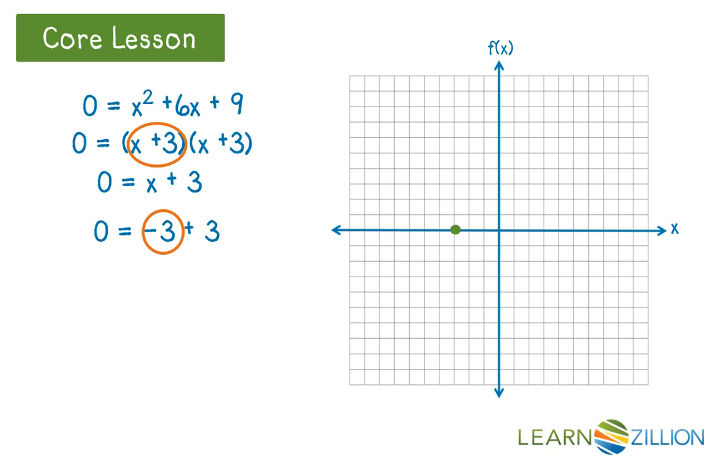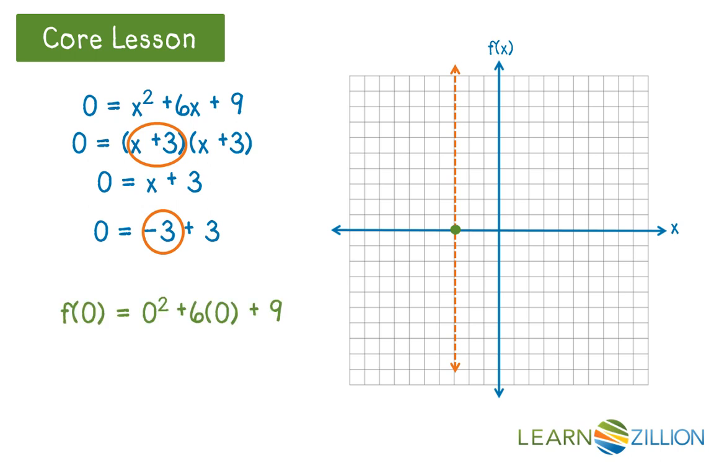If the vertex were not on the x-axis, then the parabola will either have two x-intercepts or none due to its curved structure. The line of symmetry is x equals negative 3 because the vertex is on the line of symmetry. The other point that is easy to calculate is the vertical intercept.